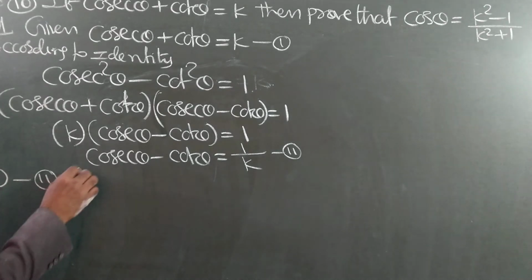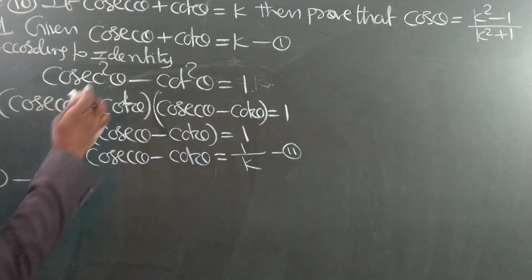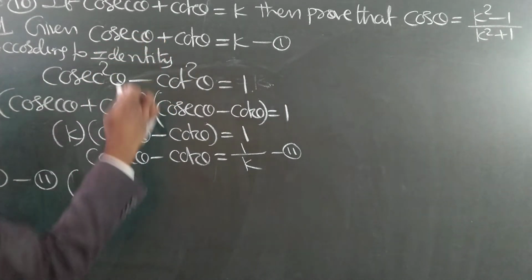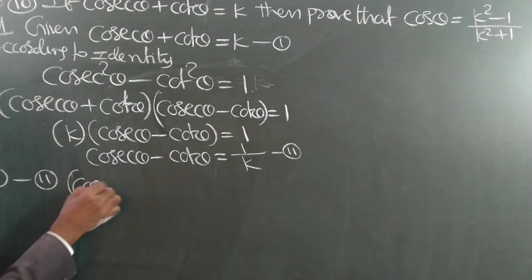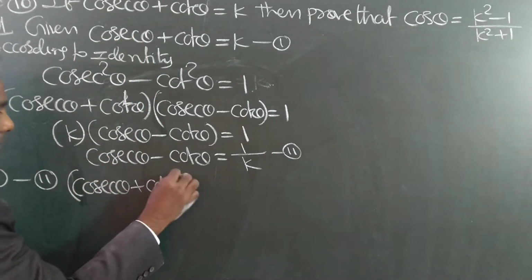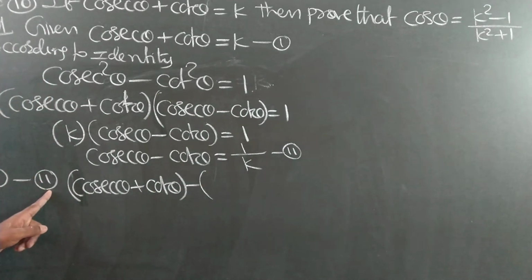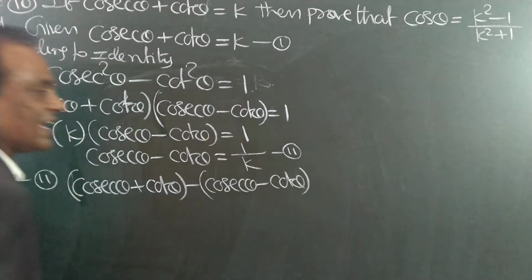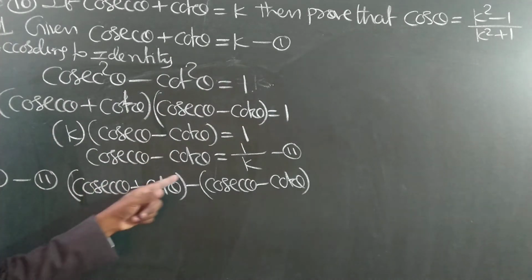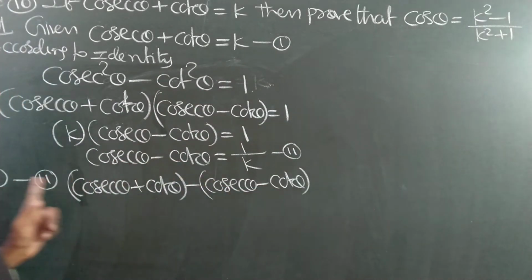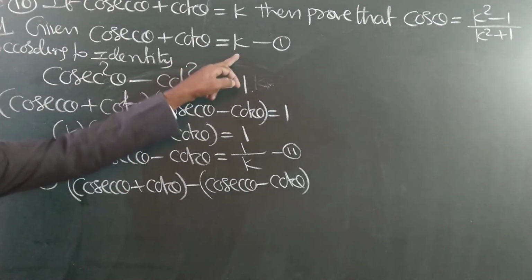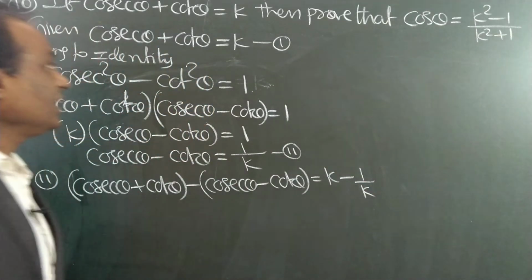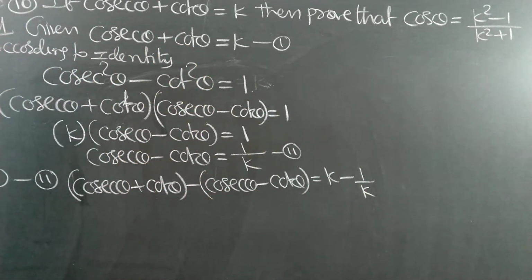So 1 minus 2. What is 1? Cosecant theta plus cot theta. Minus 2, and 2 is cosecant theta minus cot theta. So 1 minus 2 is cosecant theta plus cot theta minus (cosecant theta minus cot theta). This step you have to remember. So what is the right side? k minus 1 by k.